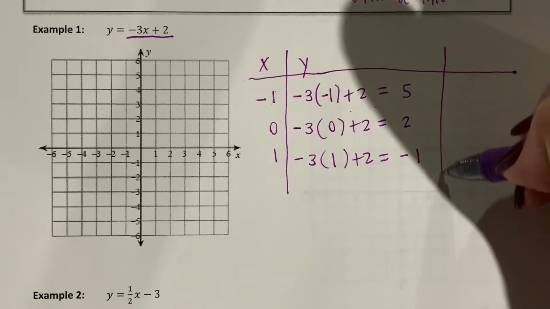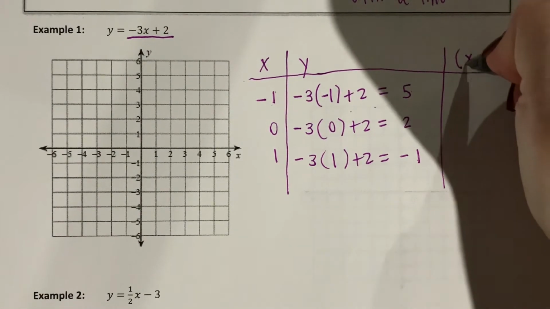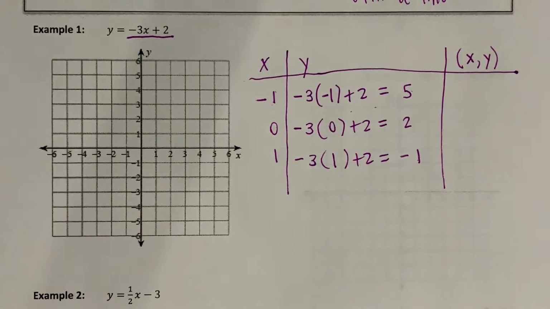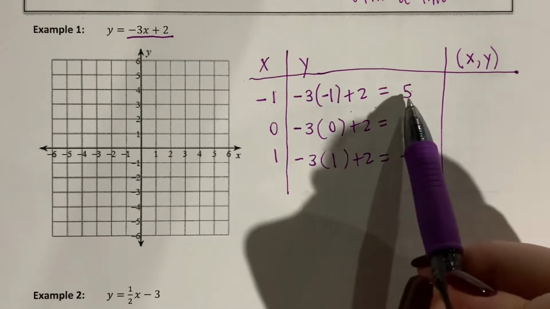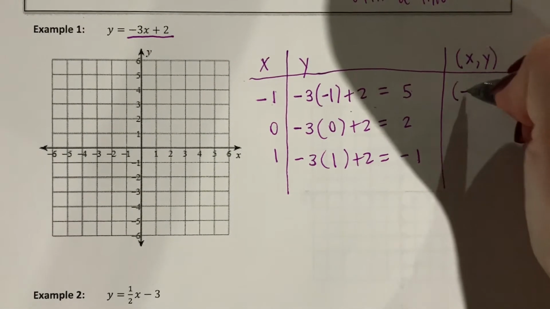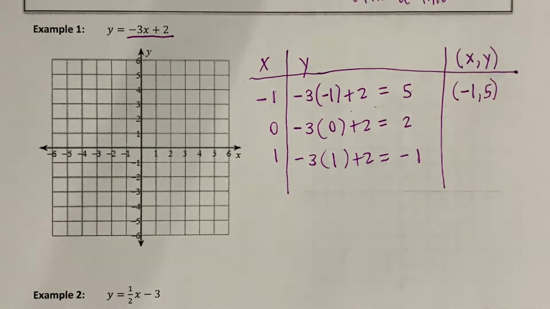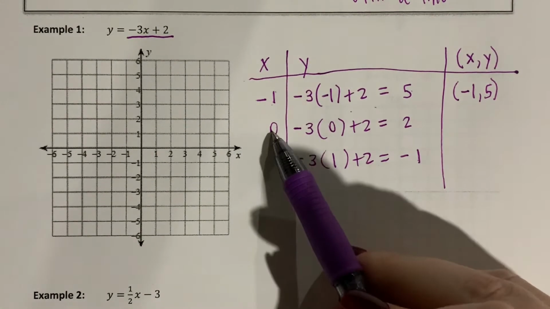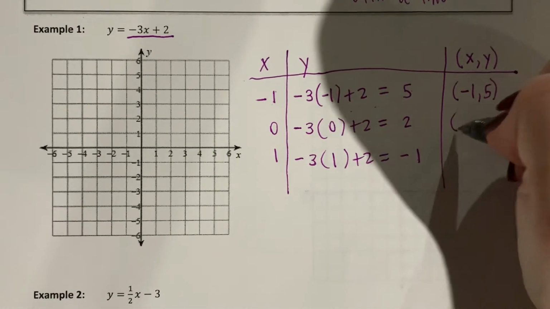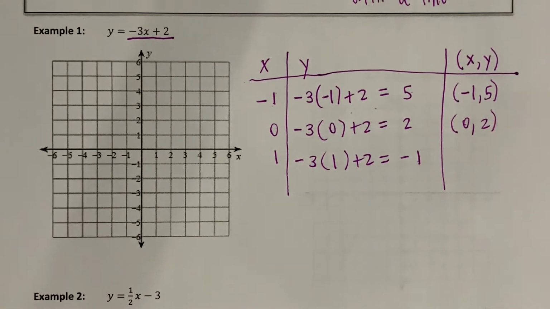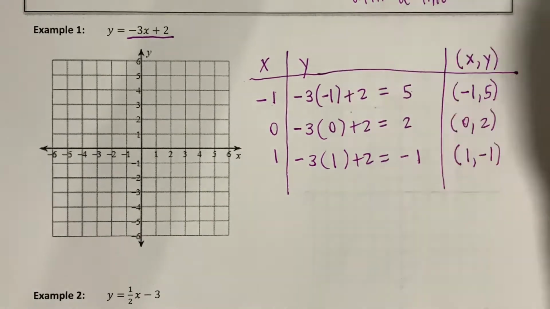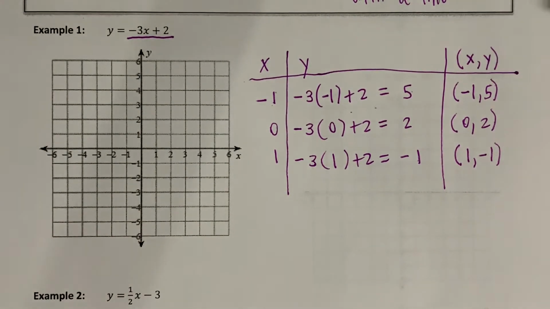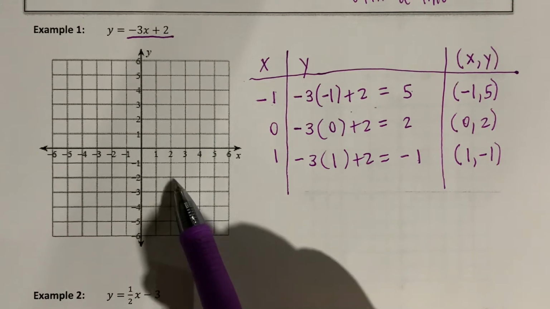So what I often like to do is make one last column in my table, and I like to write it as an ordered pair, so it's a little bit more clear when I go to graph it. So when x was -1, we got that y is 5. So I have -1, 5. When x was 0, y was 2. So 0, 2. And when x was 1, y was -1. So 1, -1.